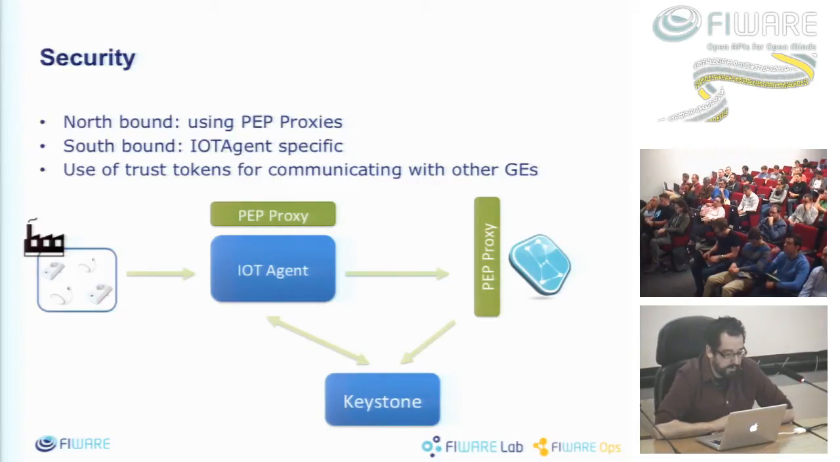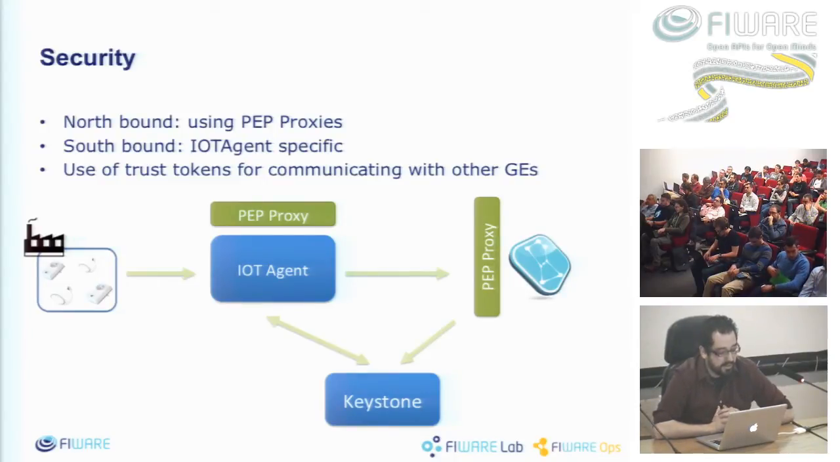There are two other flows that have to be secured. One of them is the access to the configuration API and device provisioning API of the IoT agent. The access to those APIs is secured with the standard FIWARE mechanism, that is the use of a transparent PEP proxy on top of the IoT agent. And this leaves us with one interaction that has to be secured.